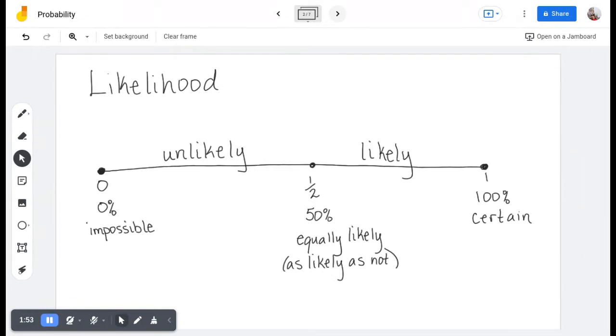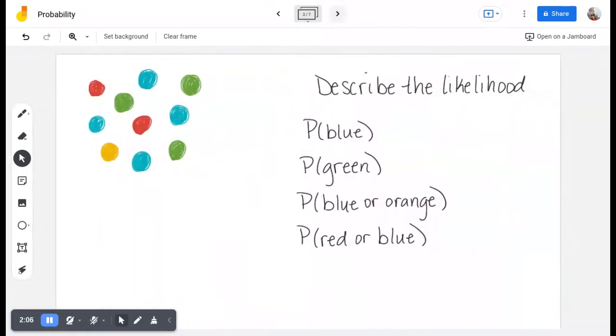If it falls between 0% and 50%, it's not impossible, but it's unlikely. And if it's between 50% and 100%, it's not certain, but it's likely. So the first thing in 7th grade that we're usually asked to do is to describe the likelihood of events.